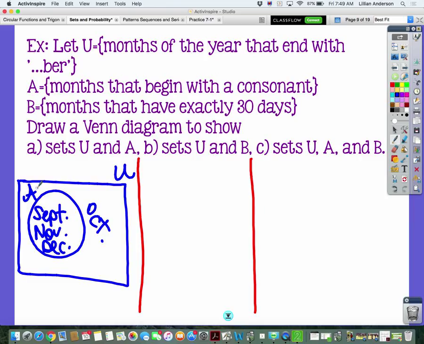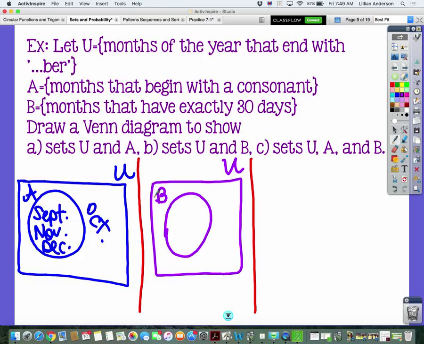Now for the next one, we have the universal set and B. So we need our rectangle with our U to represent our universal set, and now we need a circle that's going to represent B. Now B represents the months that have exactly 30 days. If you do not know which months have 30 days, you've got to look at the calendar to figure this out. Somebody said there's a knuckle trick. Well, I really don't know the knuckle trick, and it's also going to be kind of hard to explain through a video, but I know this little rhyme. Well, kind of a rhyme, but whatever.